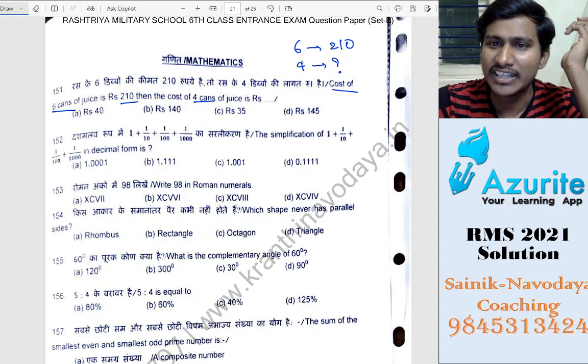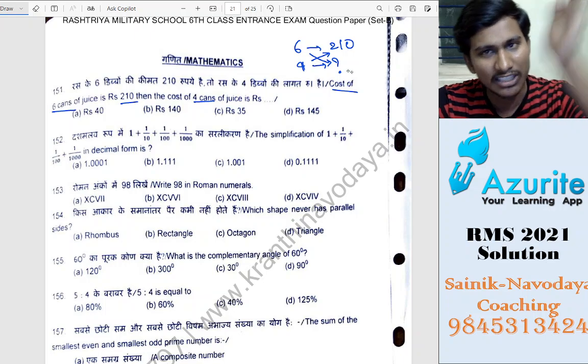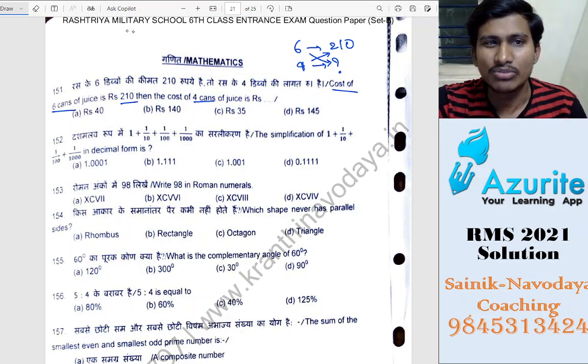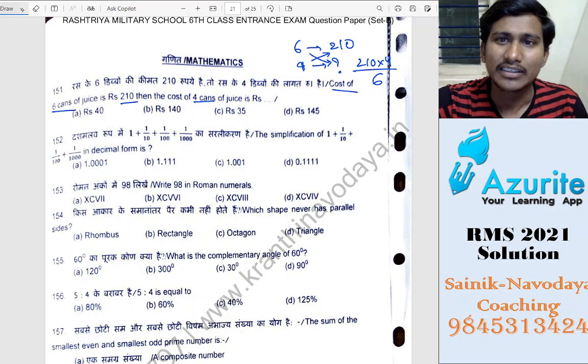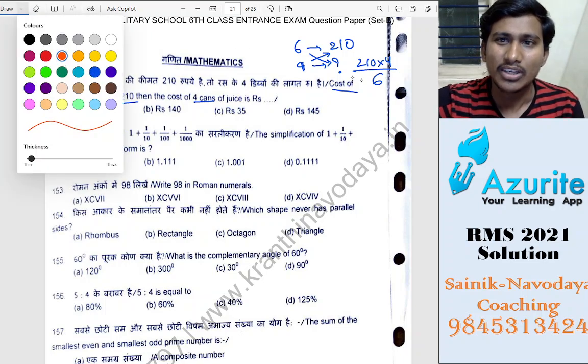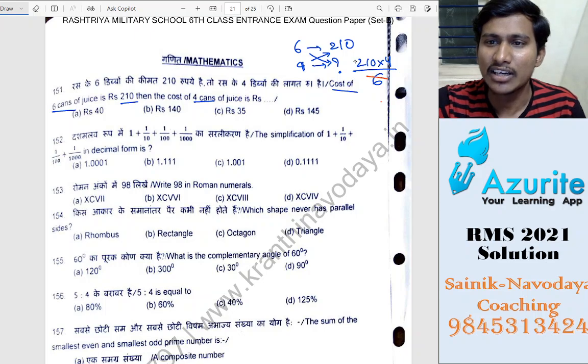Cross multiplication, right? So 4 into 210 divided by 6. That is, the 6 will come down. So the answer is 210 into 4 divided by 6. If you cancel 6, 21 is there. 6 3s are 18, 3 will be remaining, it will become 30 if you carry.